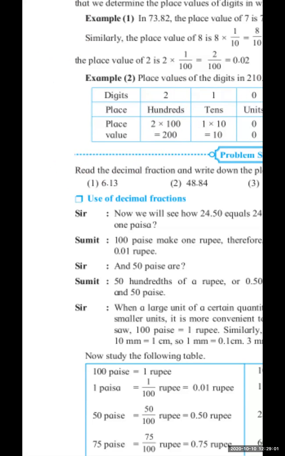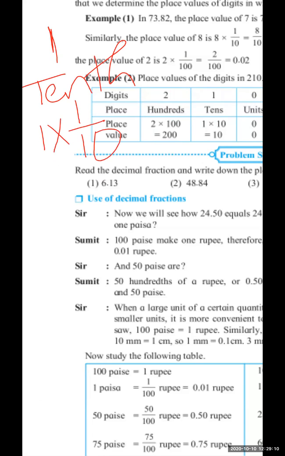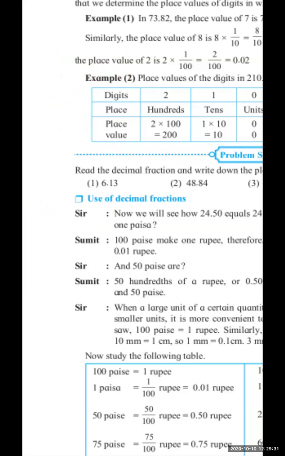Then next column is 1. This 1 is on the 10th place. So 1 into 1 upon 10. आंसर क्या आएगा? 1 upon 10. 1 upon 10 को हम लोग कैसे लिखेंगे in the decimal point? 0.1. Because whole number is not there, so we'll put 0. And after decimal point, one place will come because in the denominator 10 is there. So answer is 0.1. Correct?